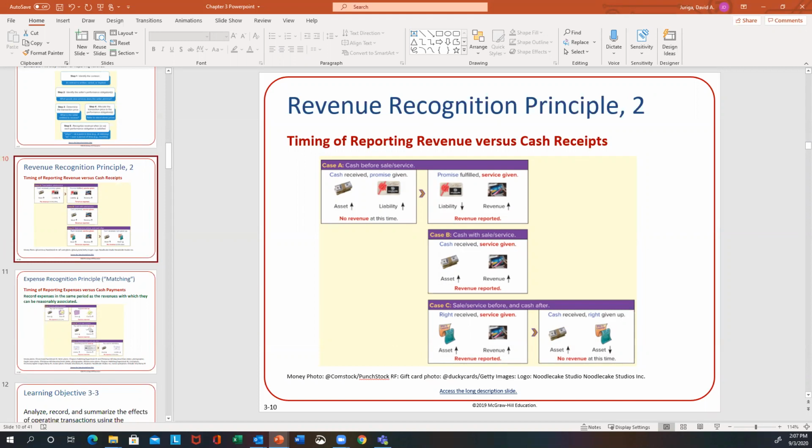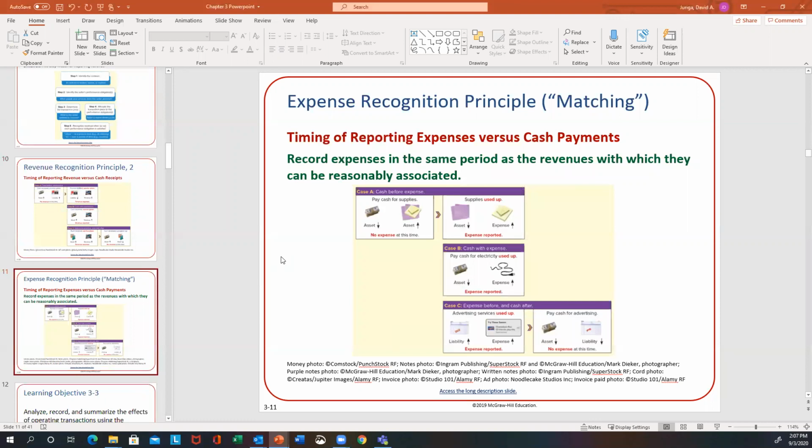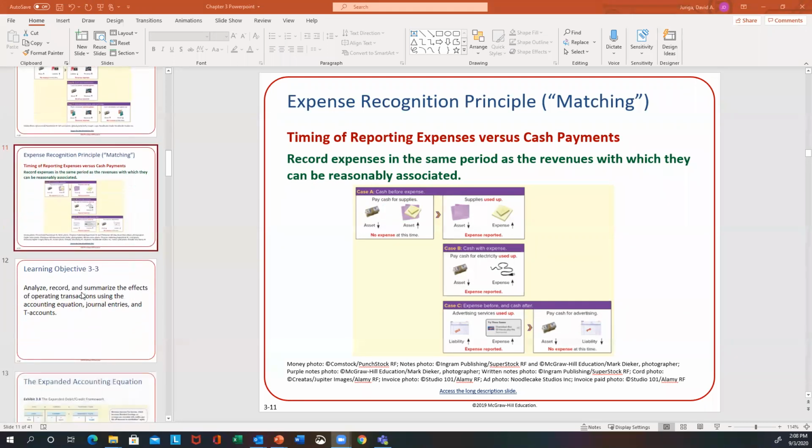There's no timing. So when we get to this expense recognition, which they do call the matching principle, the idea here is you record the expenses in the same period as the revenues with which they can be reasonably associated. So once you recognize the revenue, once you follow that 5-step process, then you go and try to determine all of your expenses that help to generate that revenue and match those up in the same time period. And that's why they call it the matching principle.